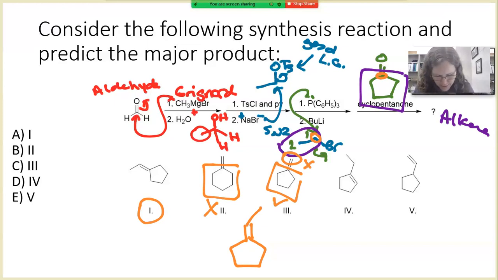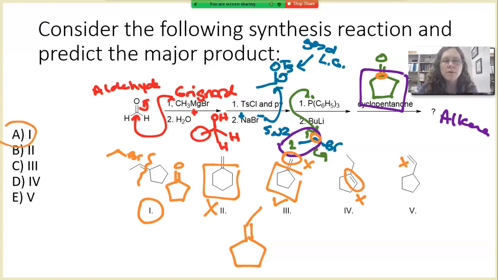Molecule 4 has the pi bond in the wrong spot. Same idea with molecule 5. Pi bond is in the wrong spot. So essentially, we combined, again, the ethyl bromide here with the cyclopentanone. Oops, that doesn't look like a cyclopentanone. There we go. And that's how we get to answer choice A and molecule number 1.